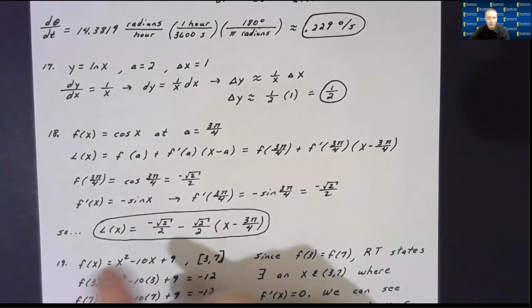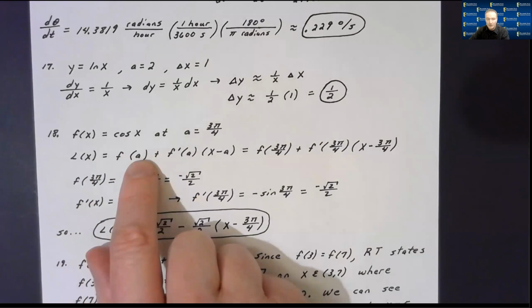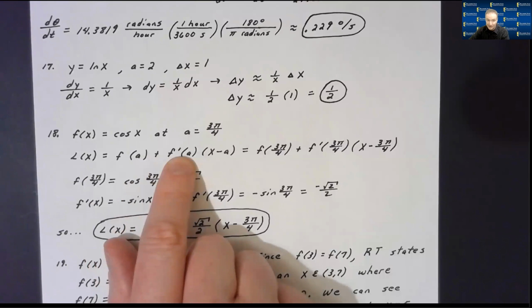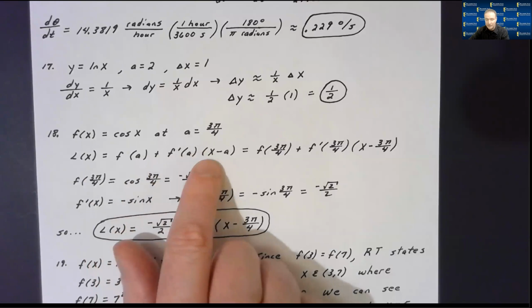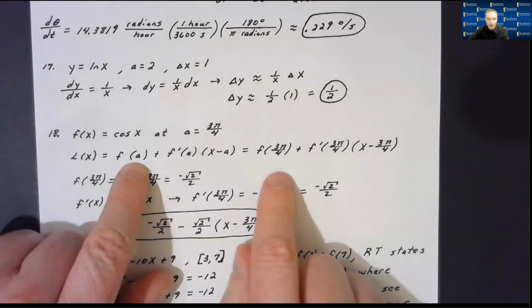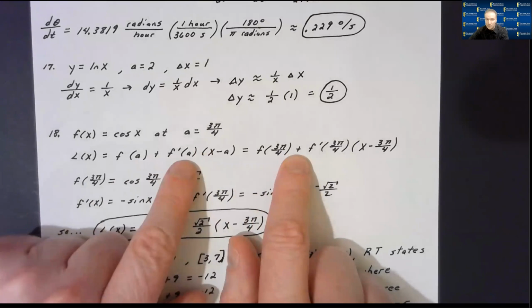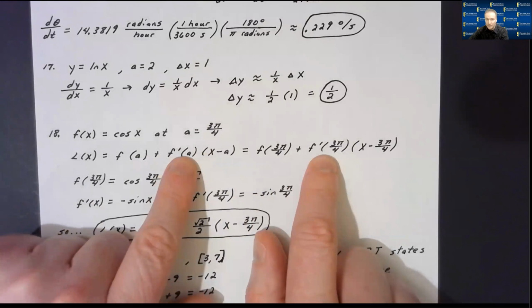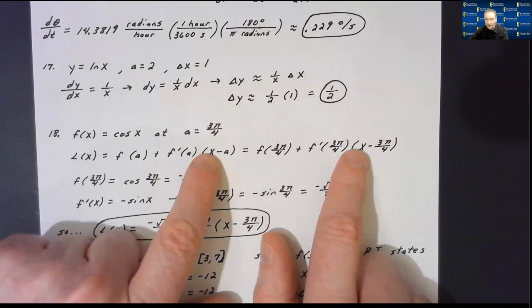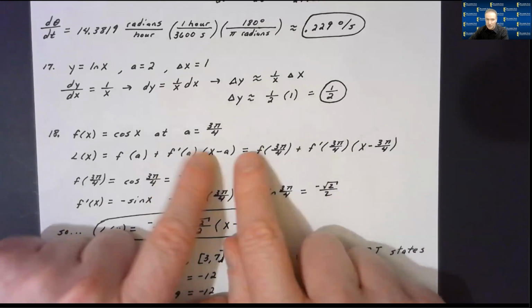So you say, all right, the linearization formula every single solitary time is the function evaluated at the x value of interest, which we call a, plus the derivative evaluated at the x value of interest, which we call a, times x minus a. Obviously, in this case, a is equal to 3 pi over 4. So all I need to do is evaluate my function at 3 pi over 4, add that to the derivative evaluated at 3 pi over 4 times the group x minus 3 pi over 4. And this will give me my linearization function of this.